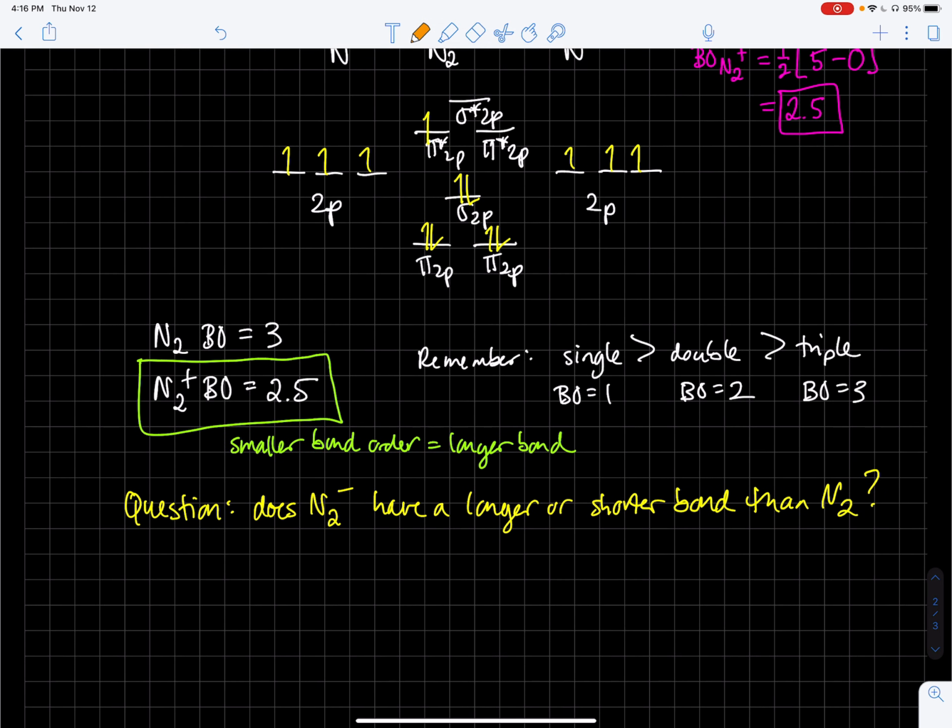So now for N2 minus, the bond order is 1/2 times, I still have those 6 electrons in the bonding orbitals, but now I have 1 in the antibonding. And so this comes out also to a bond order of 2.5, just like N2 plus. So from these data alone, we would predict that N2 plus and N2 minus would have the same bond length. I don't know if that's actually true, but it's a good first approximation.